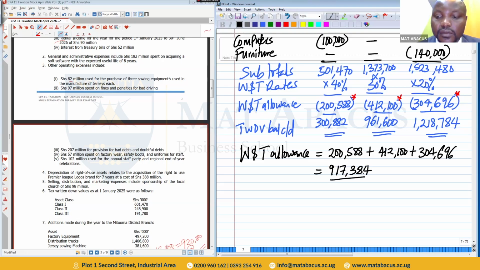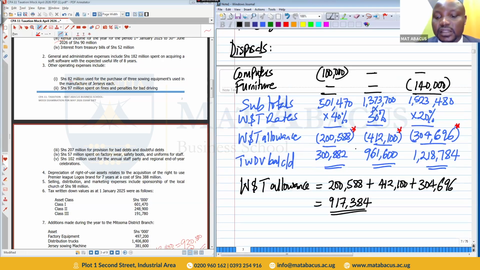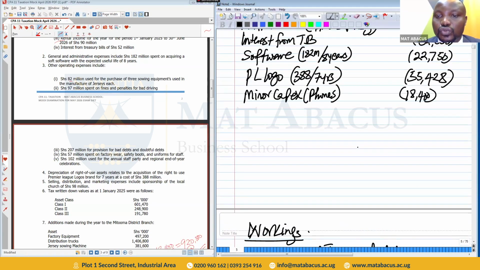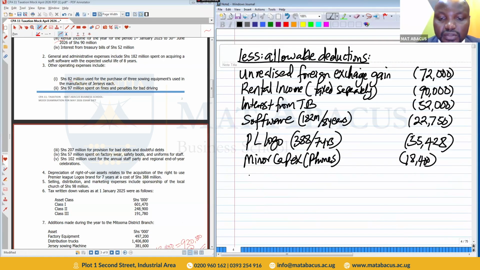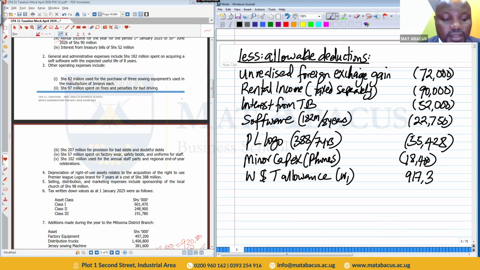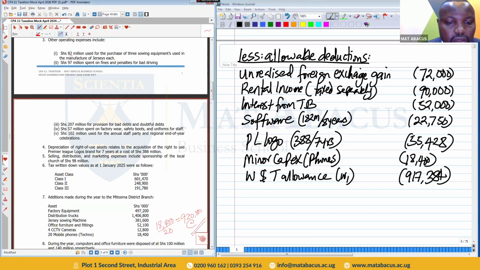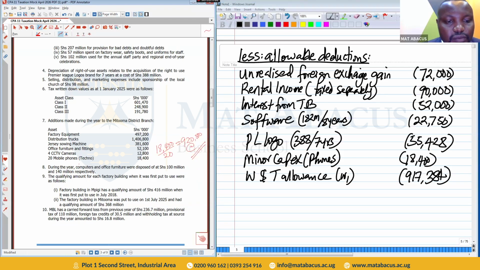Which will give me 917,384. So this will be my figure that I will carry to the allowed deductions as a figure called wear and tear allowance. And I am recording it from working 1, which is 917,384. So that I am recording it there. Okay. Seems with these ones we are good.